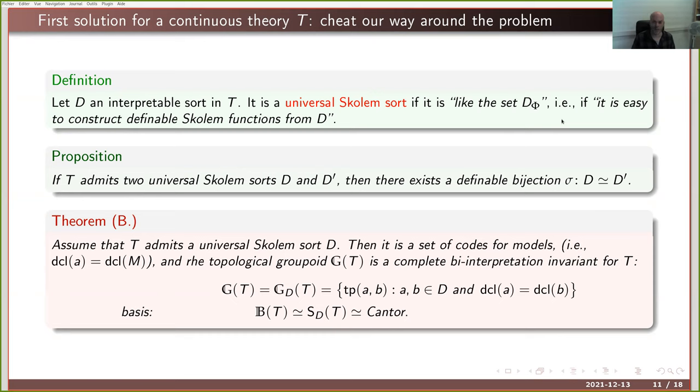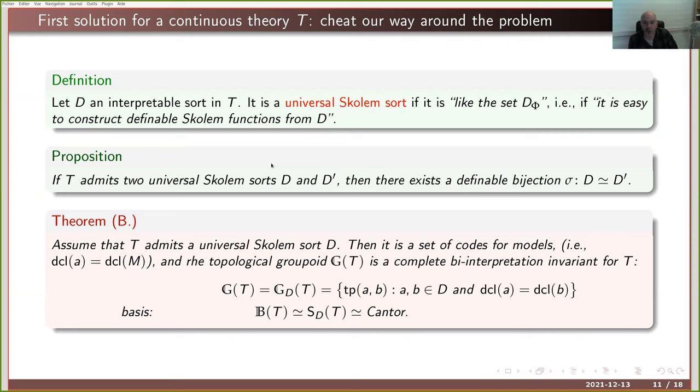The actual definition is a bit technical, so let's just ignore it. The point is that, in some sense, the definition, at least in the beginning, was really given in a way to allow me to imitate the proof of uniqueness of D phi. So that goes through. If D admits two such sorts, then there is a definable bijection between them. Okay, so now assume that it does, but that doesn't tell you anything about existence, just uniqueness. So assume that there is such a thing.